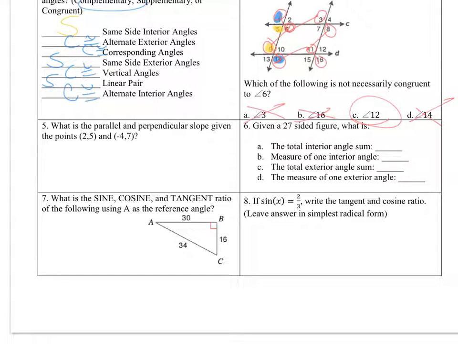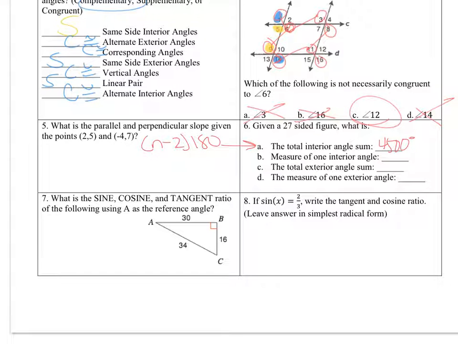Let's look at number 6. Given a 27-sided figure, what is the total interior angle sum? How do I find that? Well, I do n minus 2 times 180. So n minus 2 is 25, so I do 25 times 180. I get 4,500, so 4,500 degrees.